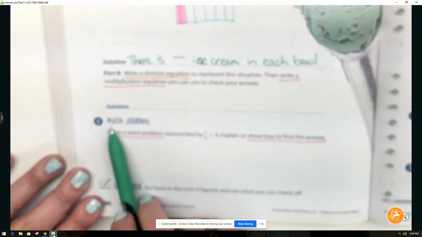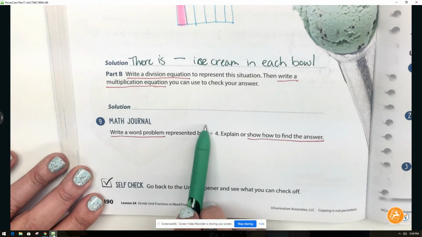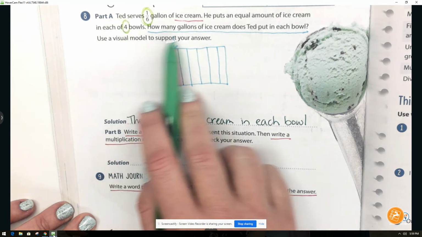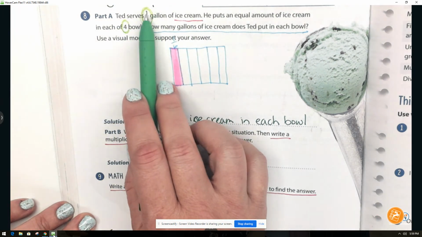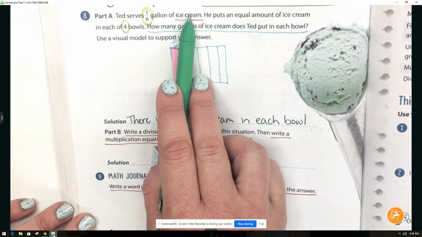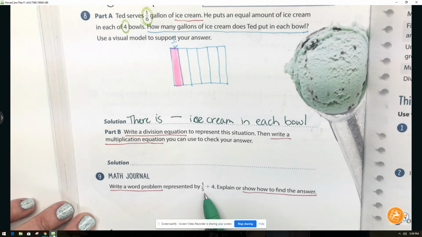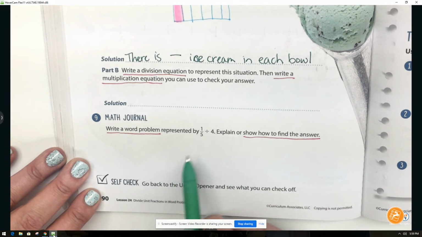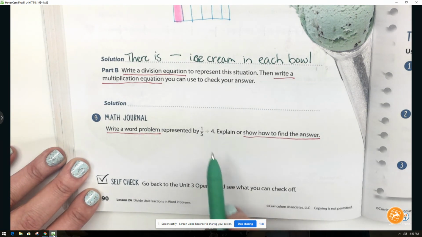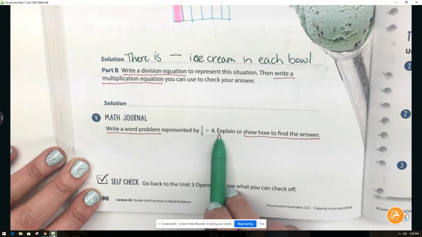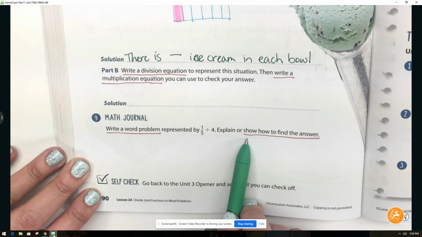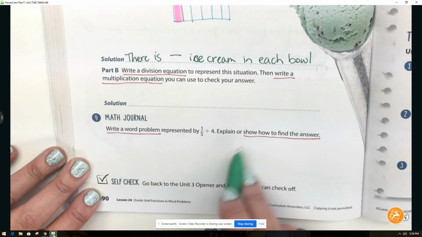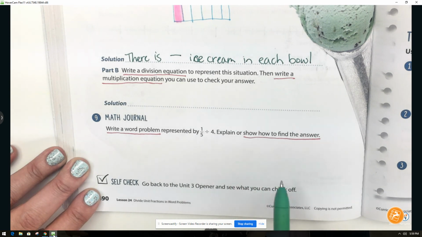Finally, for number 9, you're going to write a word problem represented by 1/5 divided by 4. If you really don't know what word problem you want to write, you could always write something similar to this problem up above. Just change the numbers. So you could still be talking about ice cream, and you might have 1/5 of a gallon of ice cream and 4 friends are going to split it. And then that will tell you how to find out how much ice cream each friend will get. So you're going to write a word problem and then solve. You can do an equation, a number line, area model, picture, however you want to do it. You can show how to solve that problem.